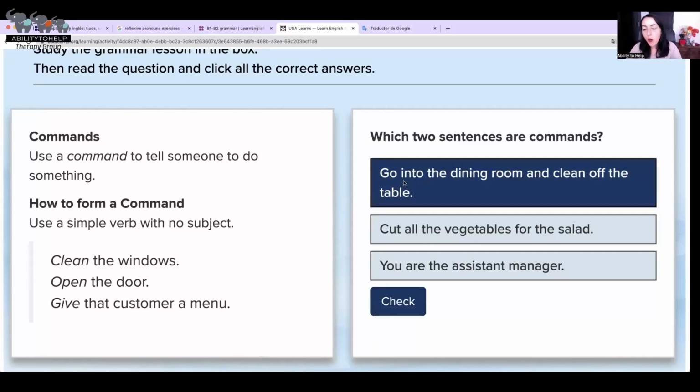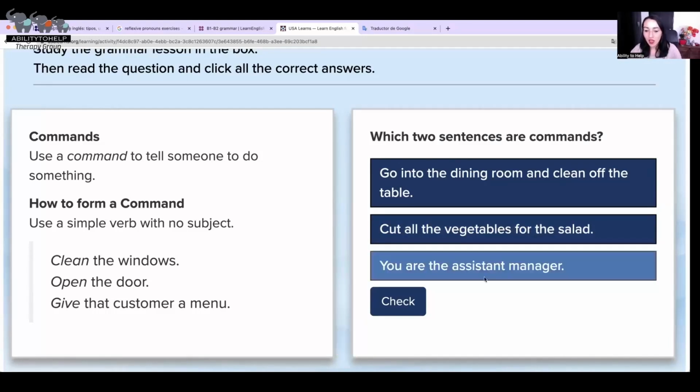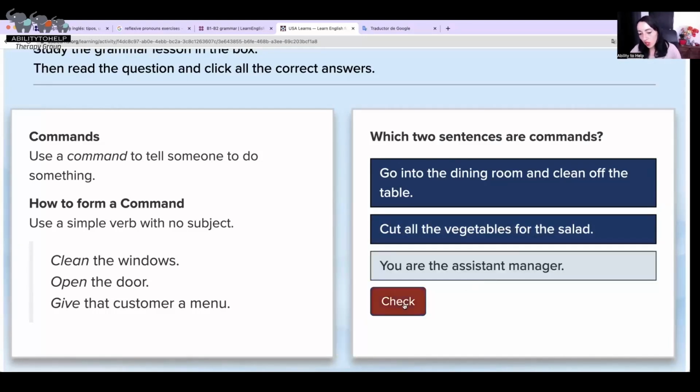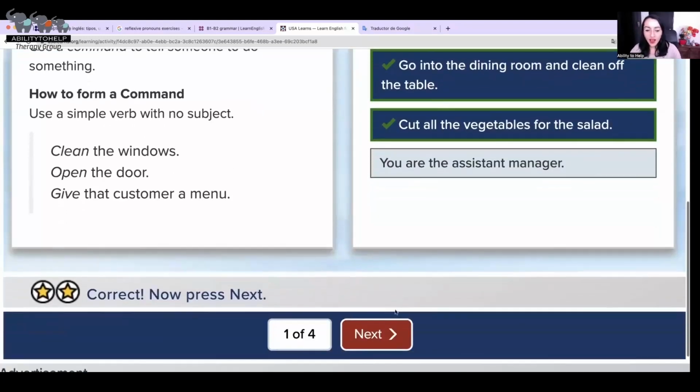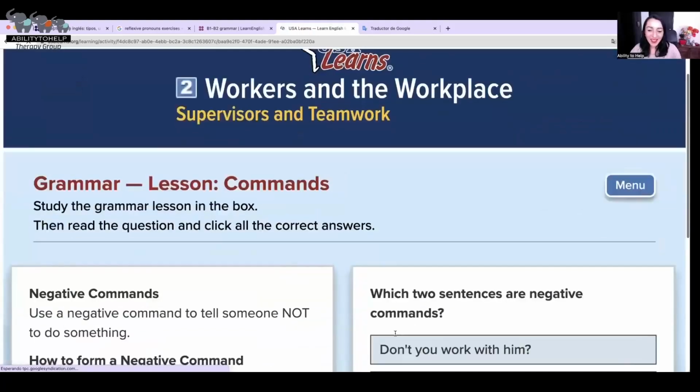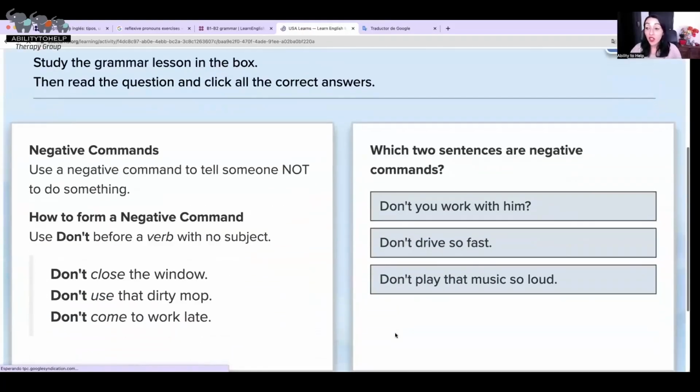And the second one said, cut all the vegetables for that salad. So I'm asking you to do something. It's a request. That's why I'm telling you, cut the vegetables for the salad. It's a comment. You are? No, it's not a comment. So great answer. Excellent.